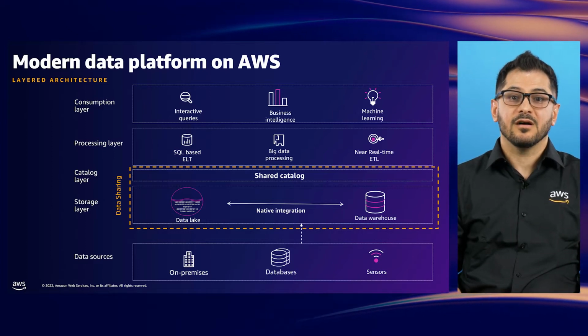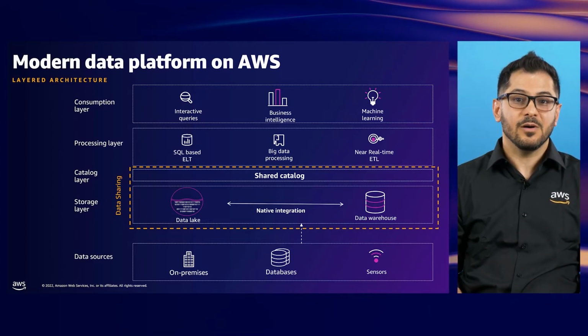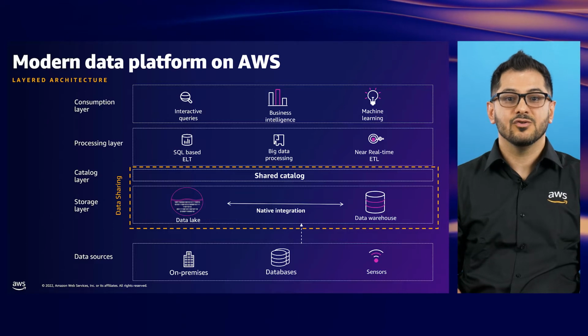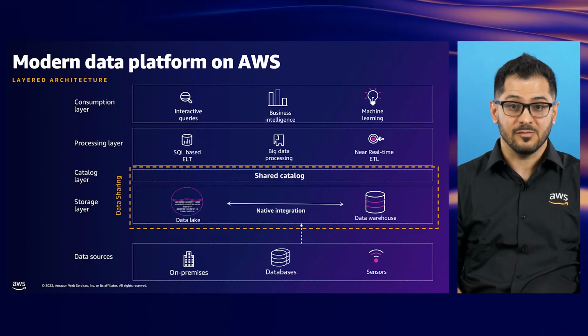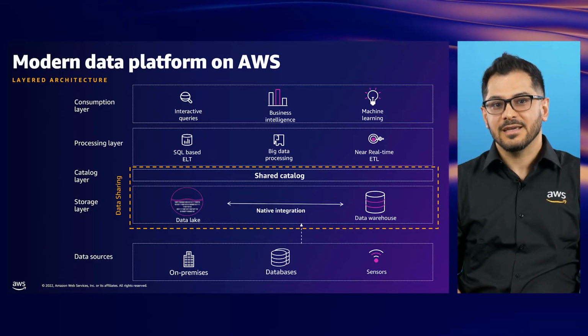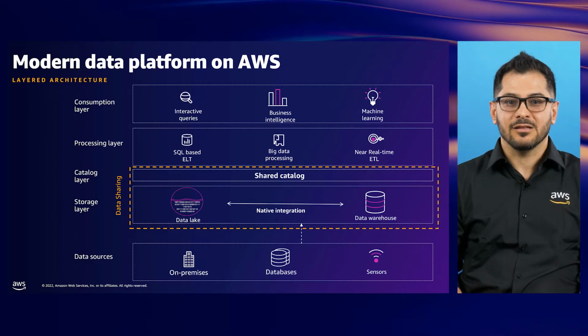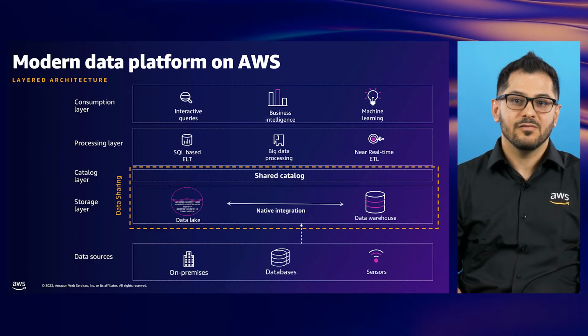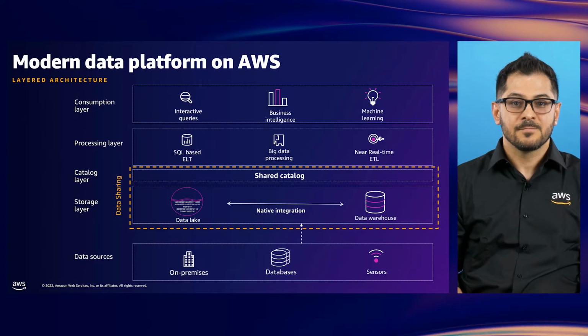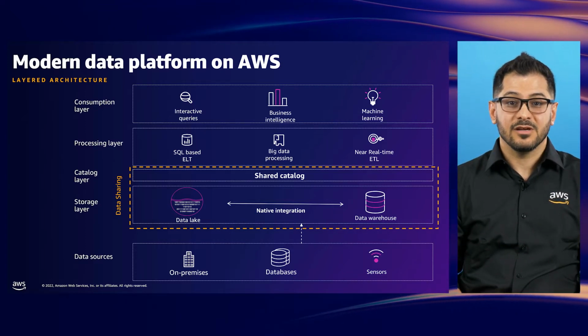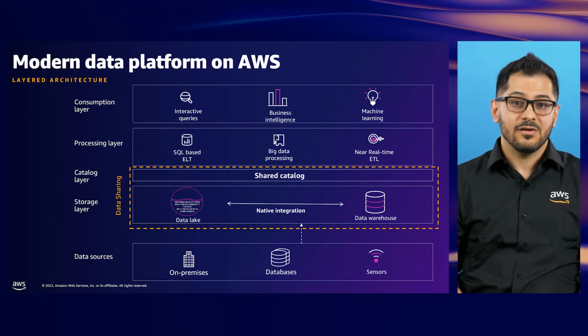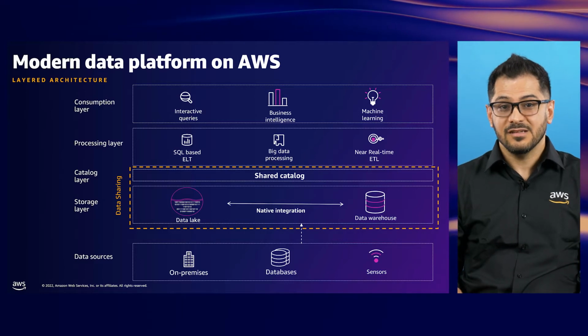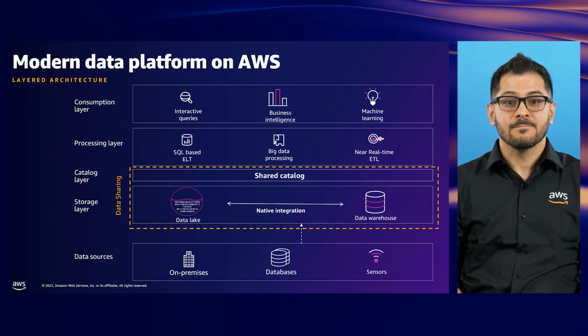We see some of our customers prefer SQL-based ETL pipelines, and some others may choose big data processing frameworks such as Spark. In the next layer, we have a centralized data catalog, which provides a unified view of all your data assets. The unified catalog helps with consistent security and governance enforcement and facilitates data democratization.